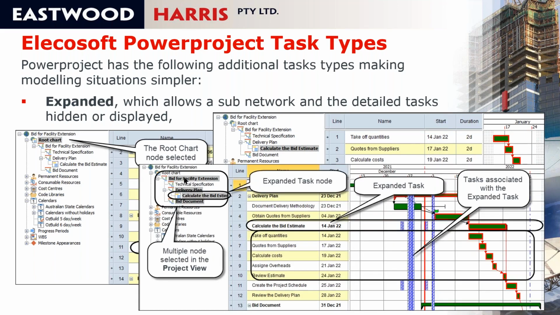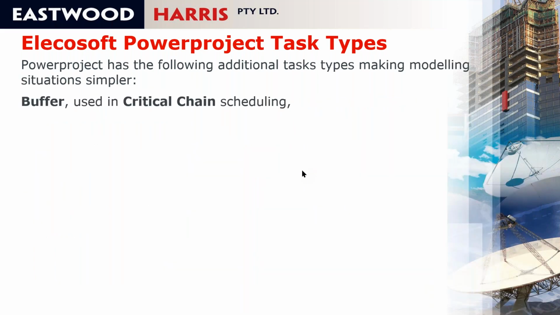Or if I select both these nodes here, then I see all the information below. So this is a really neat way of creating more detail, but for example, not showing it to your customer. It also has buffer tasks.